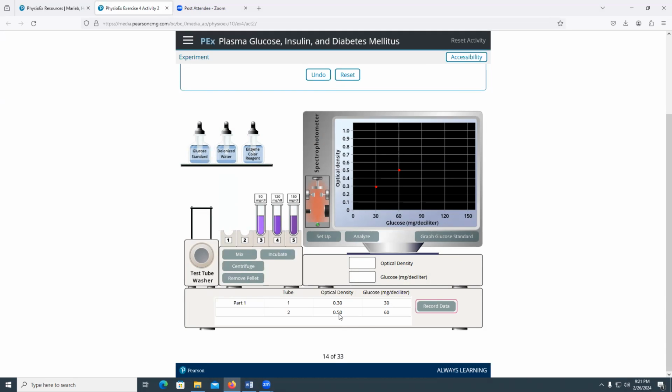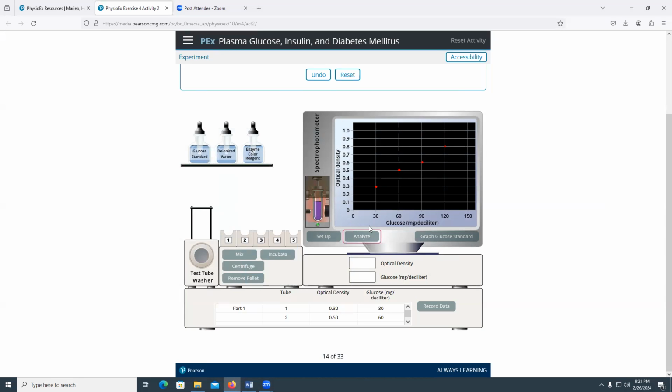But now I do know it's 0.5. So now let's do the third one, and the fourth, and the fifth. And then let's record the data. Then number 4, analyze, record the data. The last one, 150 milligrams per deciliter.